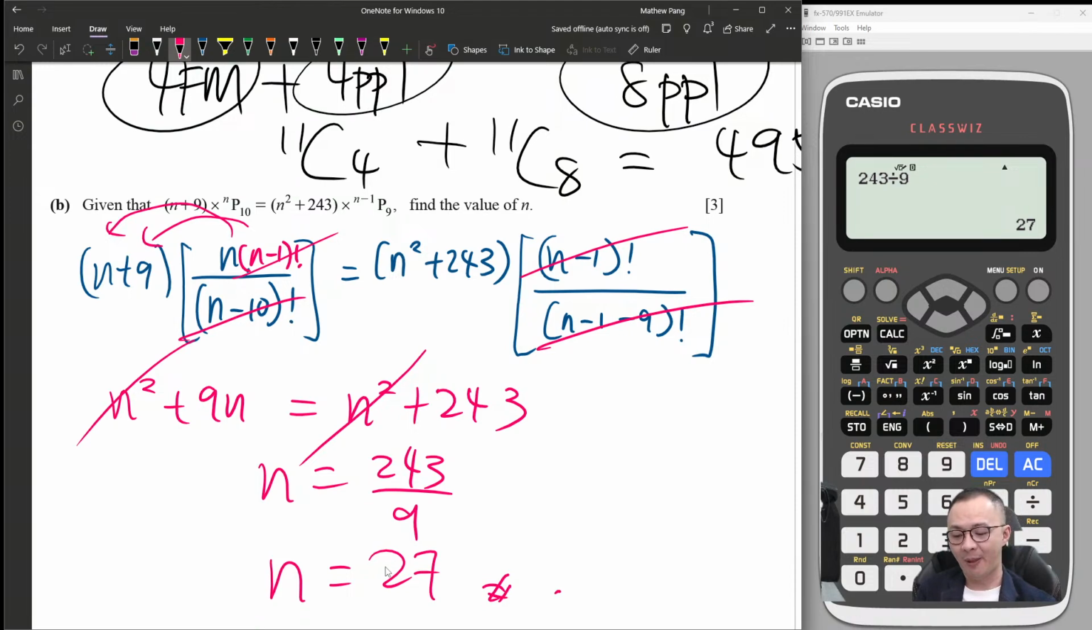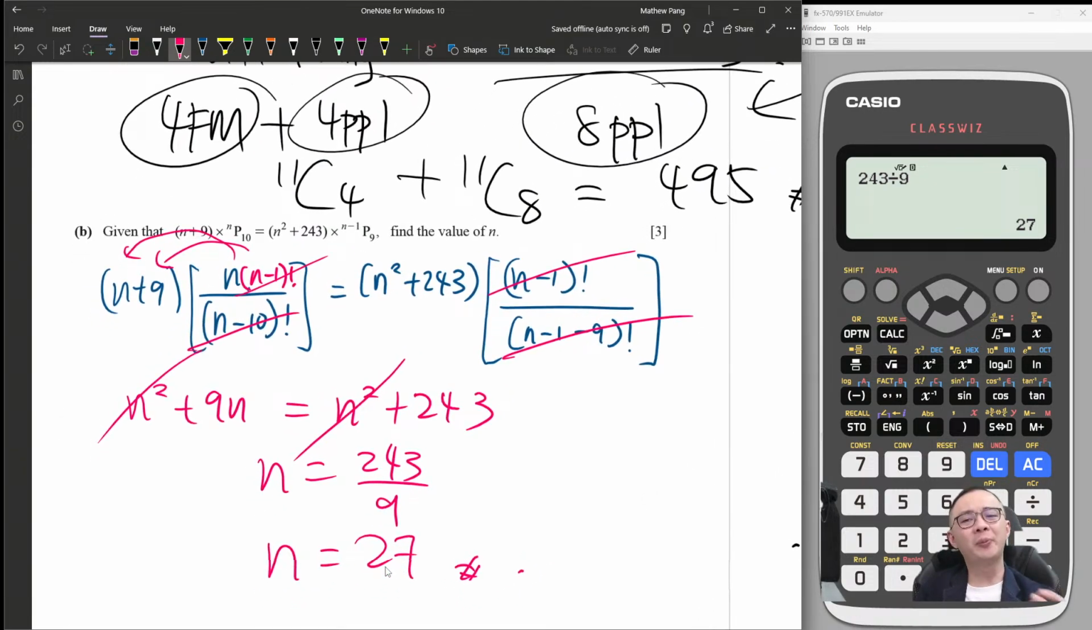Done. Okay, it's not too bad. The first thing you must understand or memorize is the nPr formula, then you need to know how to simplify n factorial. If you don't even know how to expand n factorial, you'd better go and learn it quickly. If not, it will be quite dangerous for this kind of question. Okay, make sure you know how to do it.